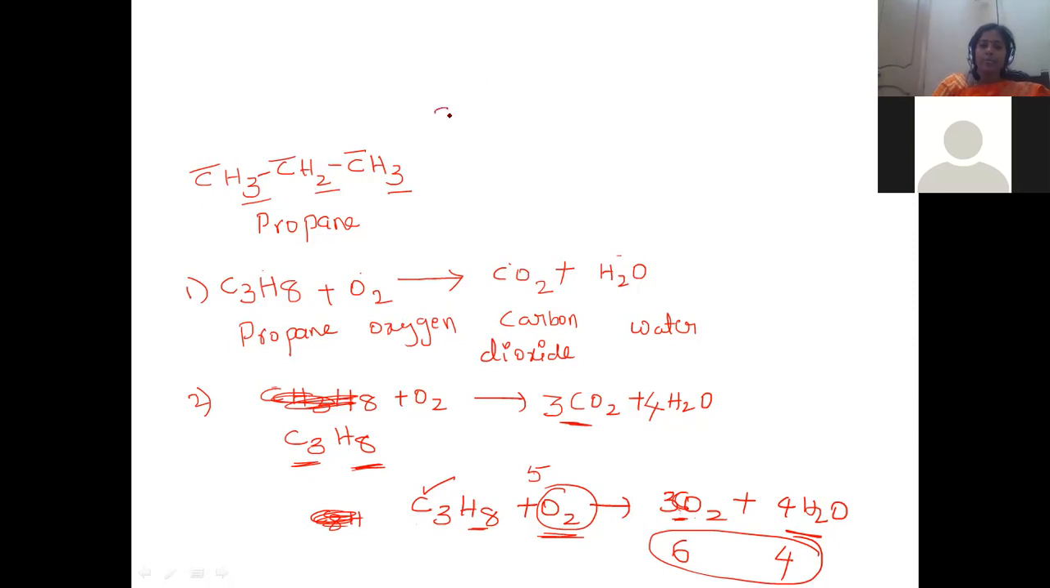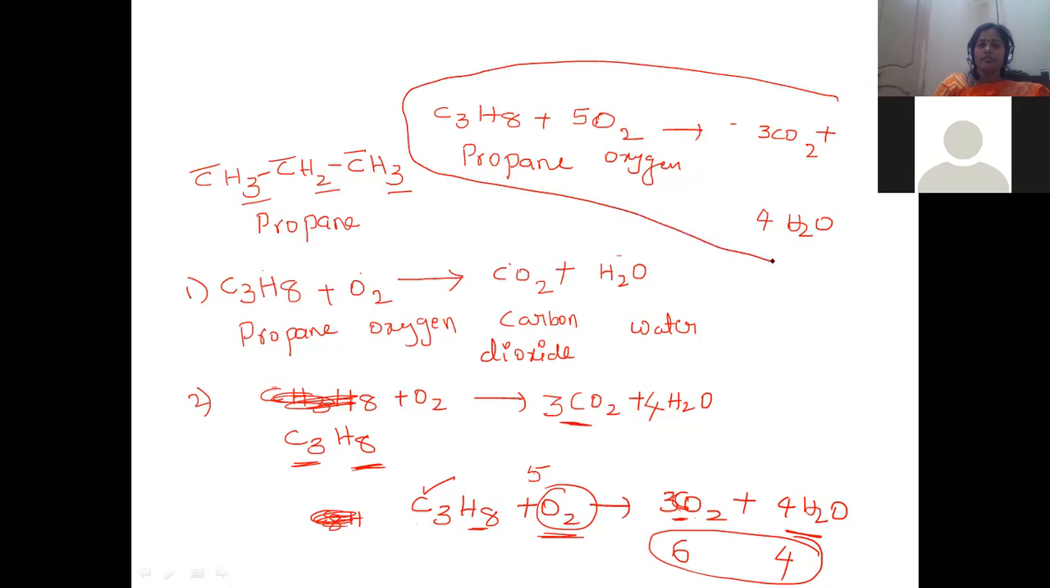Let us write the complete equation. C3H8. This is called propane. Now it is treated with 5 moles of molecular oxygen. Then what will be formed? 3 molecules of carbon dioxide and 4 molecules of water will be formed. This is the balanced equation for combustion of propane. Propane will be combusted in this manner.